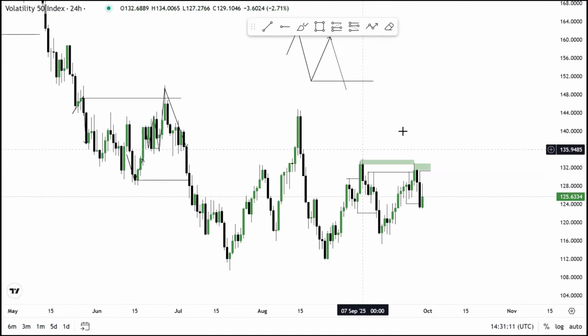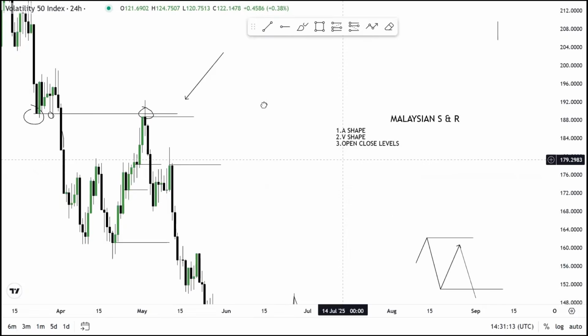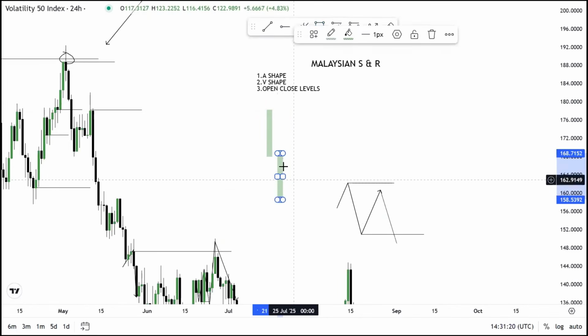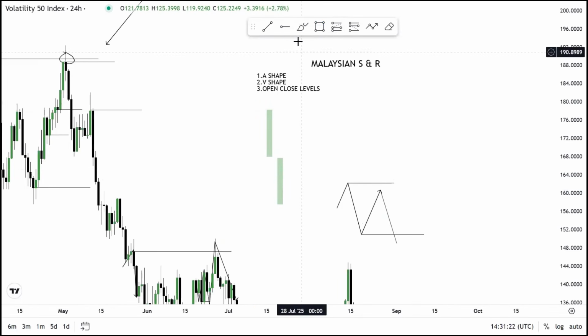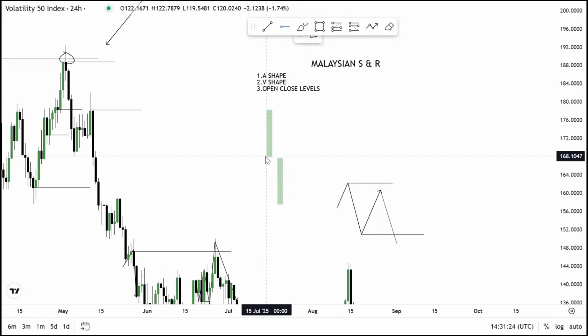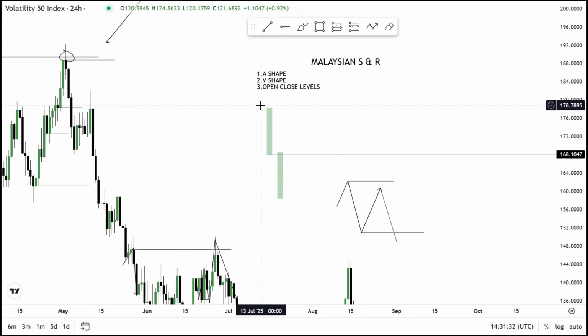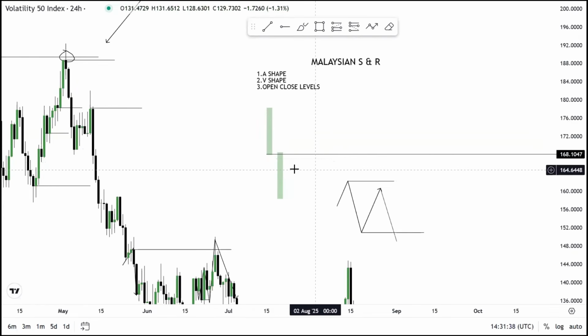So let's continue. Now, this other open close level is like two consecutive candlesticks like this. So this is the open close level. Why is it called an open close level? Remember, this is, let's say, two buy candles, for example, or two sell candles. This is your closing price, this is your opening price. So that's why it's called an open close level.